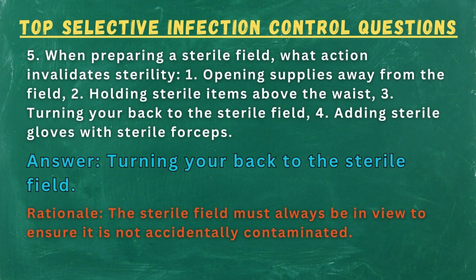5. When preparing a sterile field, what action invalidates sterility? 1. Opening supplies away from the field. 2. Holding sterile items above the waist. 3. Turning your back to the sterile field. 4. Adding sterile gloves with sterile forceps. Answer: turning your back to the sterile field. Rationale: the sterile field must always be in view to ensure it is not accidentally contaminated.